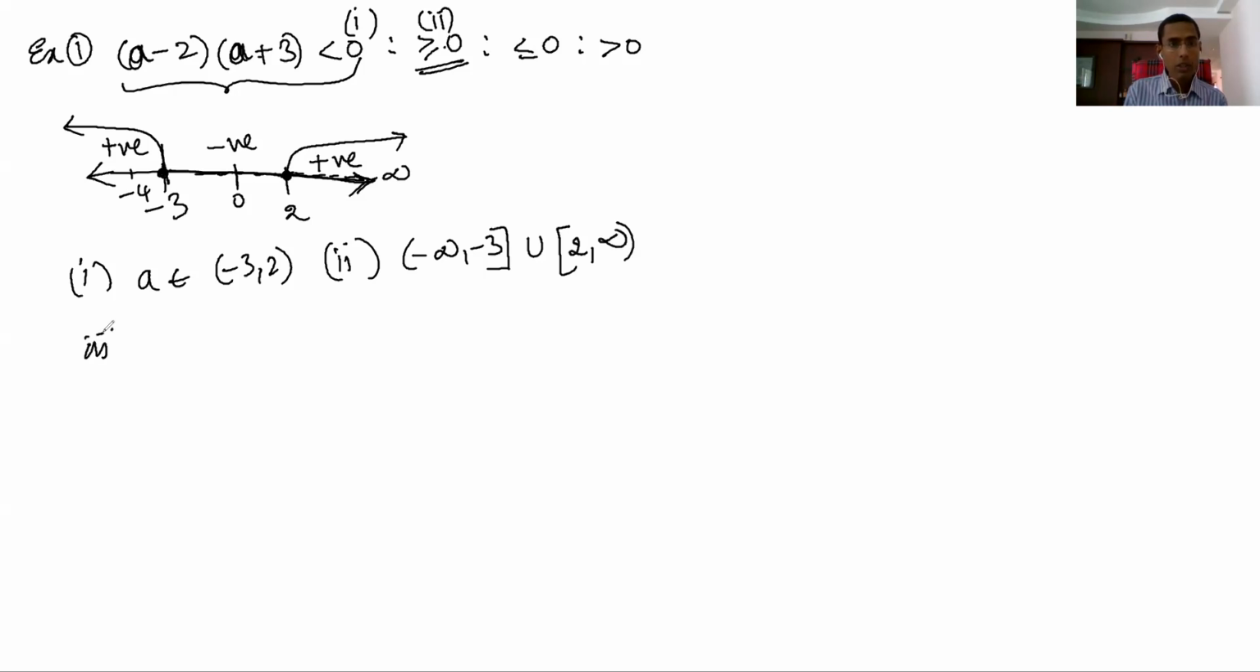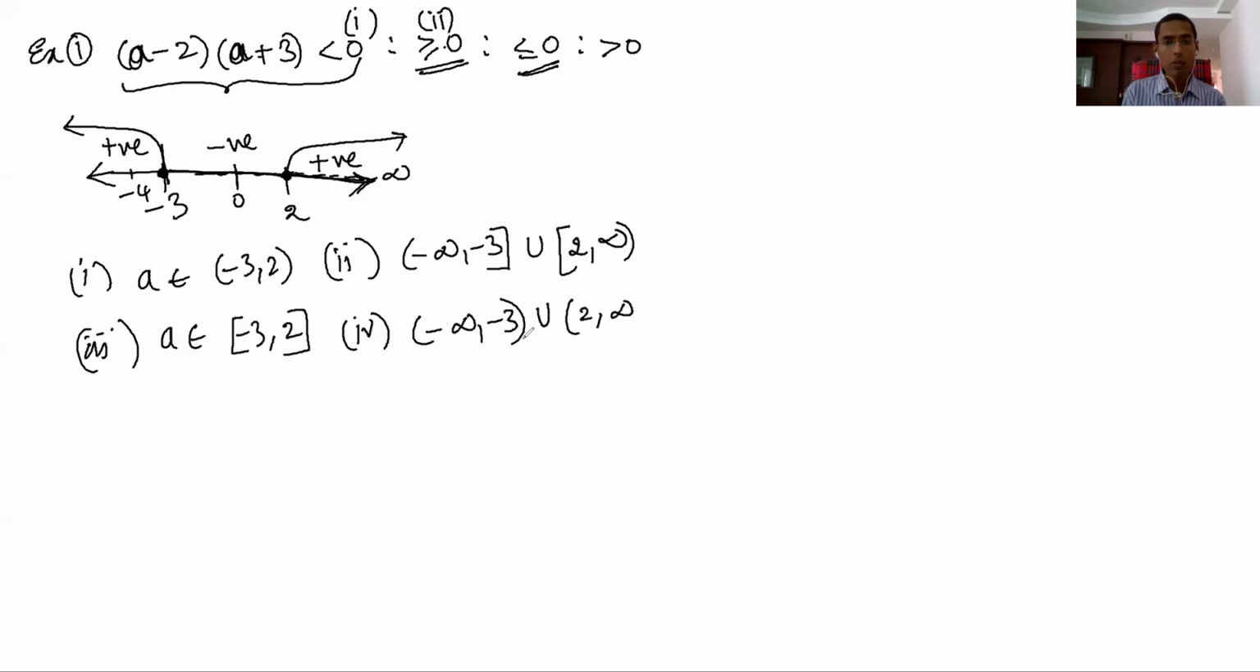So the third part is when it is less than or equal to 0: when A is minus 3, it is 0, and at 2, it is 0. Between that, already we discussed, that is negative. So this kind of questions will be there. Fourth, when it is greater than 0: minus infinity to minus 3, union 2 to infinity. Here you should be careful at intervals. Only greater than 0. This kind of questions we already know, so we are not much interested in them. That is the easy part.